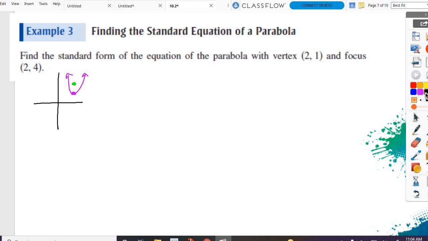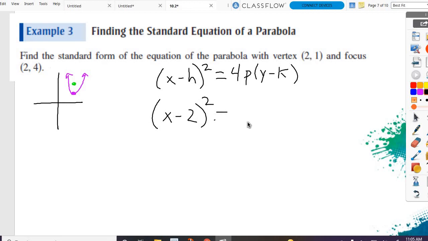So if it's opening up, which one of our variables is being squared? Think about like our normal quadratics. If it opens up or down, which one of our variables is squared? Yeah. X is what's being squared, yes. So that means that we're using this formula. Well, do we know what H and K are? What are they? So that means they're going to be 2 and 1.